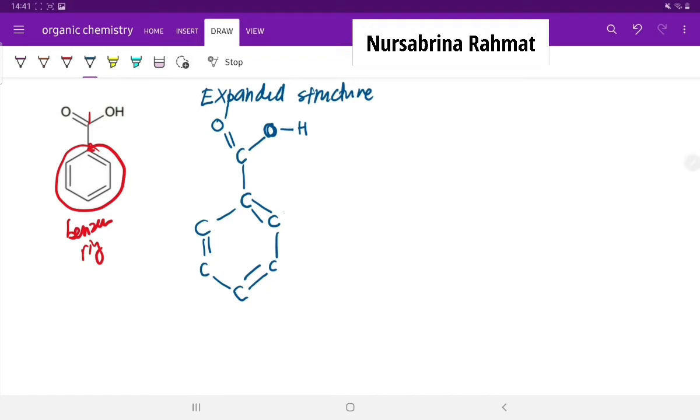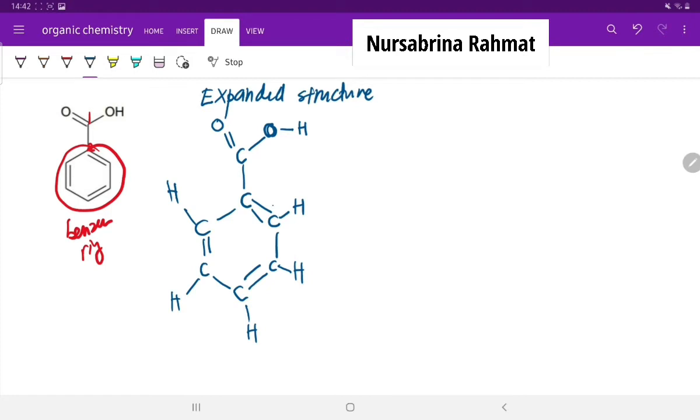Here I'm going to complete the structure by making sure all my carbons have 4 bonds. So any missing bonds means that the carbon is connected with hydrogen. So here 1, 2, 3, 4. So 4 make up this. So this is the expanded structure.